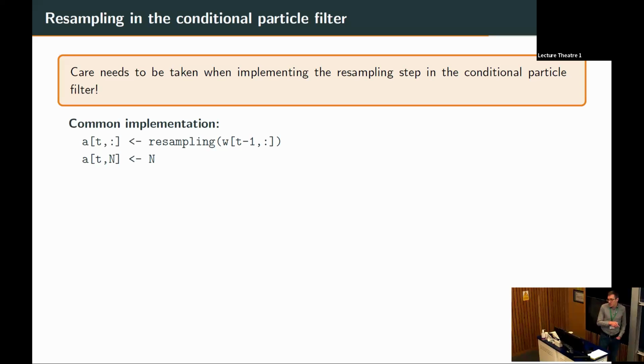But a problem with this is that common implementations of resampling give you an ordered list of ancestors, which means that this will actually bias towards always overwriting the large indices. And that will give a bias in the algorithm. It's something that can be easily fixed by just randomly permuting these ancestors before overwriting one of them to make sure that you don't always overwrite the same indices. That's something to be aware of.